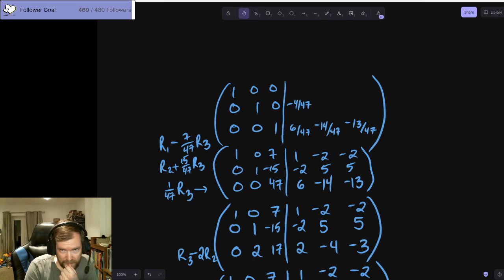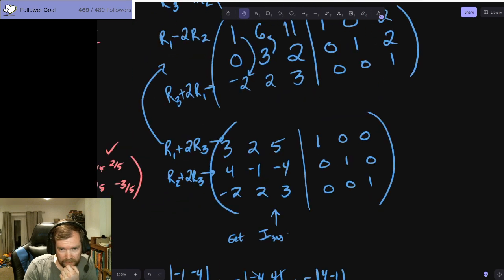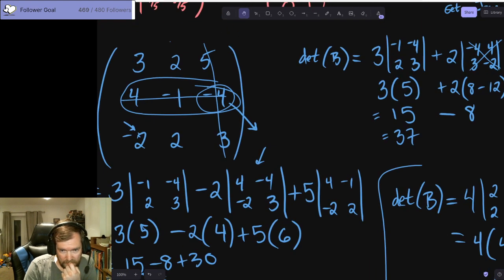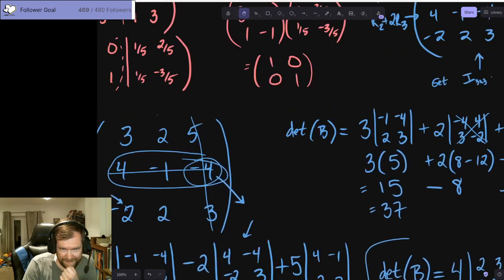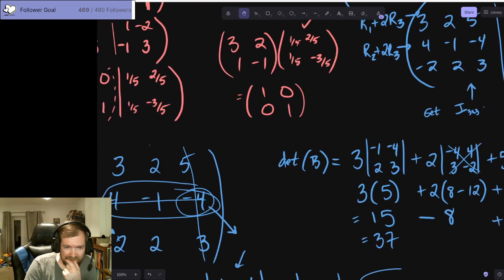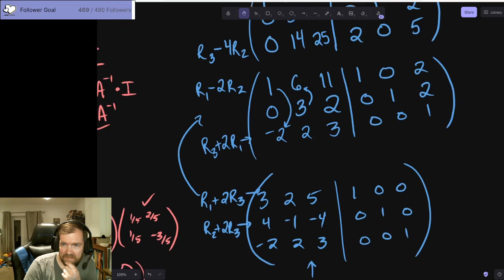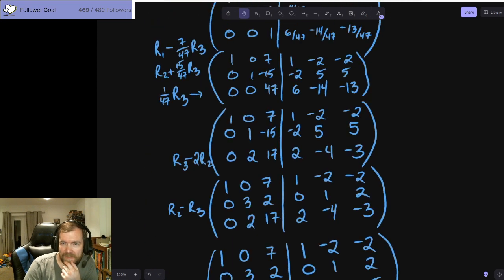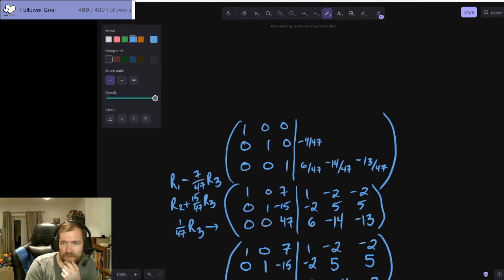Interesting question. Why did I get a 37 on all of these determinants? And a 47. That's giving me slight anxiety. Did I do this wrong? No. Doesn't look like it. Doesn't look like I copied anything wrong, so we'll just go with the process.